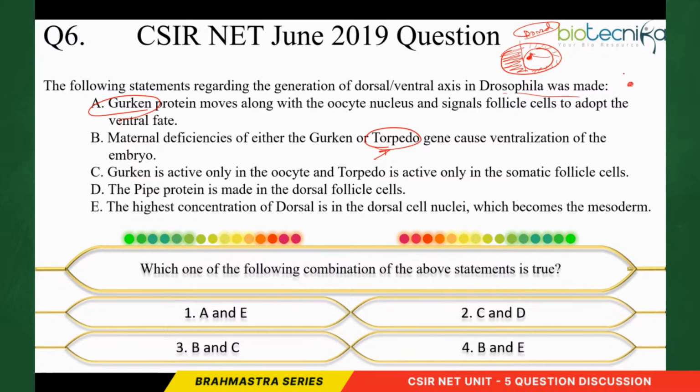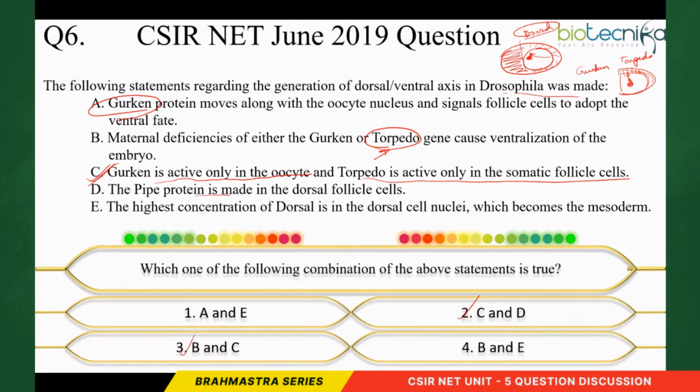Okay, nature says 3. Let's see if it is correct. So this nucleus releases a signal called gurken, and the follicle cells present around it have a receptor called torpedo, right? So that's why our option C is correct. Gurken is active only in the oocyte, that means the oocyte nucleus will release the signal. And torpedo is active only in the somatic follicle cells, that means torpedo will be present in the surrounding follicle cells. So that is why C is correct. So that means it can be either 2 or 3.